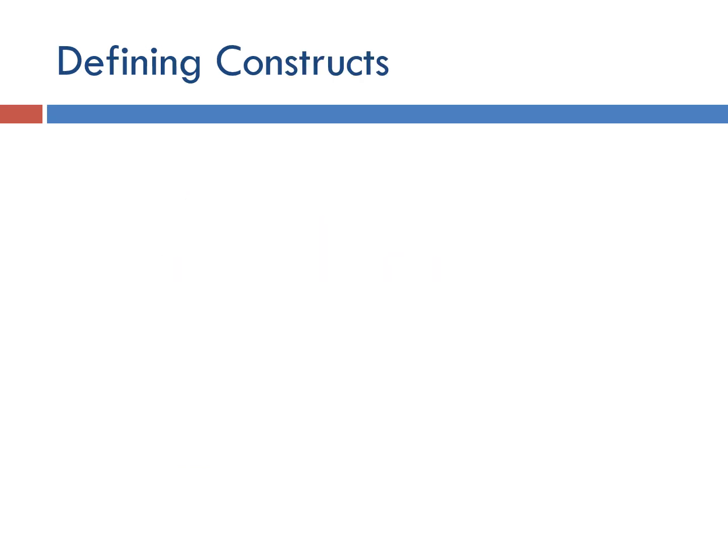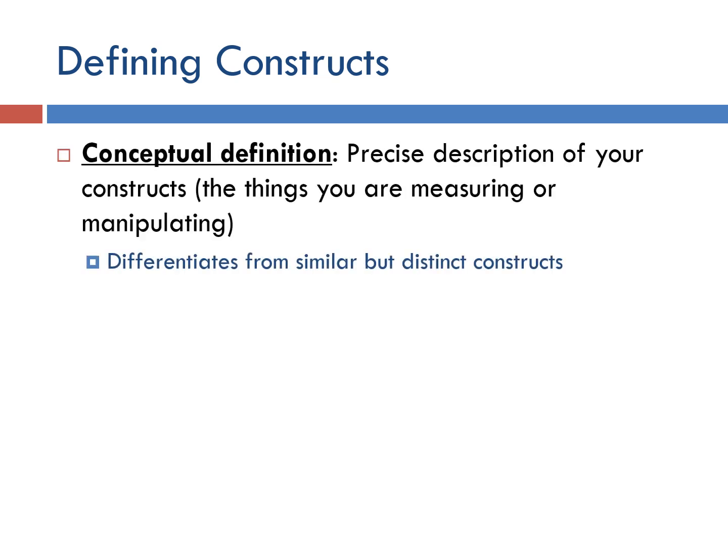The first way we boil down and define one of these abstract ideas is through a conceptual definition. This is trying to be more precise about exactly what we are measuring. You might have an idea of the definition in your head as one researcher, but another researcher might have a slightly different definition. And so you are trying to establish for the person who is reading or using your research, what are you actually measuring or manipulating?